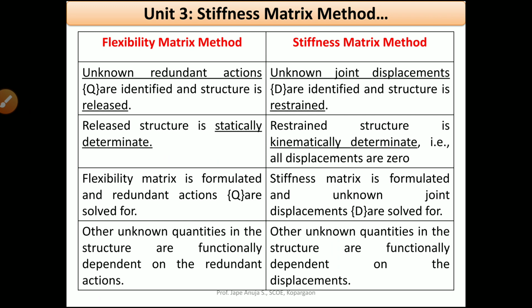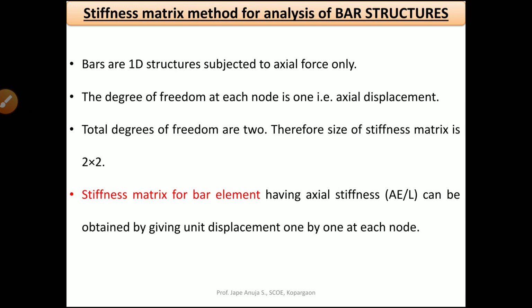So very first, the stiffness matrix method for bar structure. A bar structure is a single rod structure, that is, members of a truss. These bar structures are one-dimensional structures which are subjected to only axial force. They do not carry any shear force or bending moment. If you calculate the degree of freedom, that is the kinematic indeterminacy, for a bar structure, it is 1 at each node, that is, axial displacement.